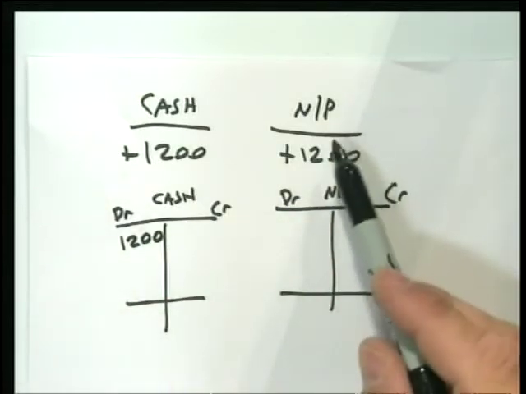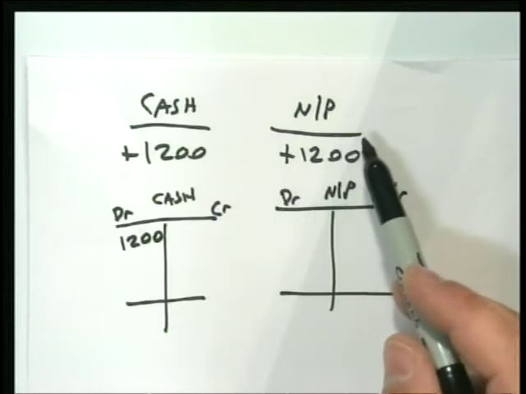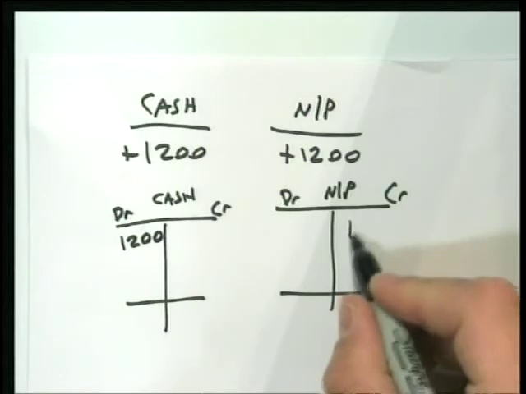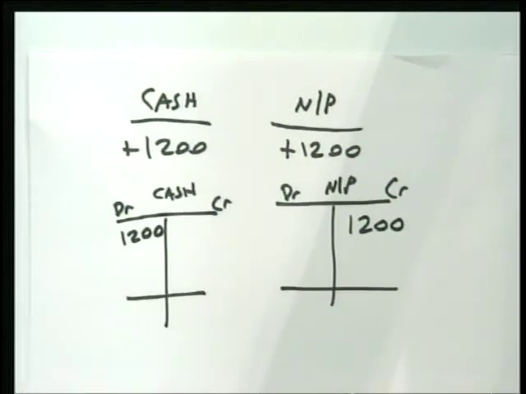For notes payable, it is a credit balance account. Thus, that's where you show the increases, on the credit side. And I would thus put the $1,200 right there. Does this make sense? Okay. All right.